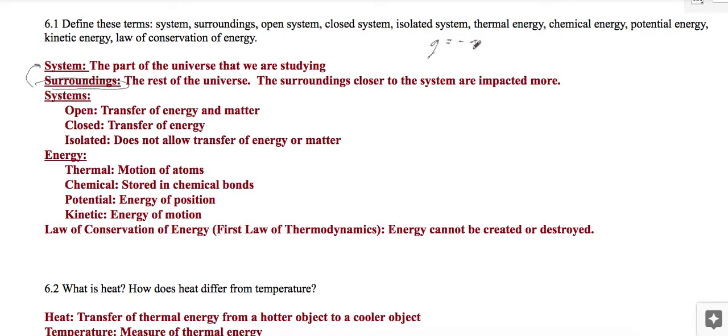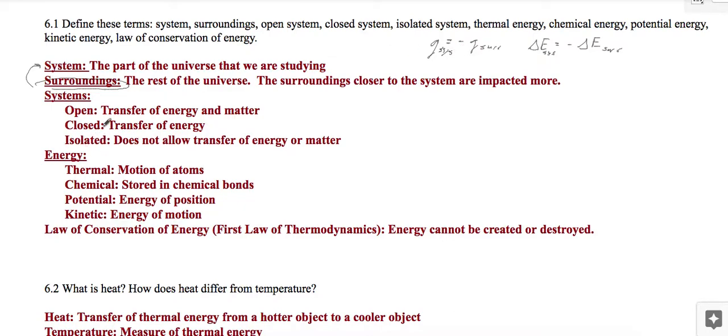Q of the system is equal to negative Q of the surroundings. Or we could look at the change in energy of the system is equal to the negative change in energy of the surroundings. And this idea of whatever the system does, the surroundings gets, and vice versa, is really important.